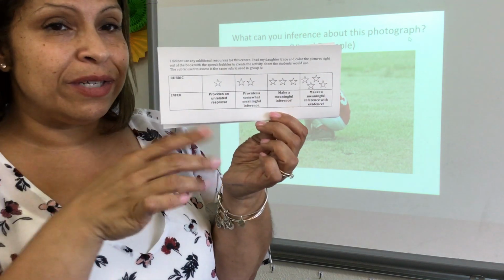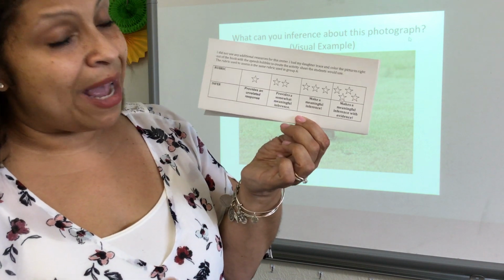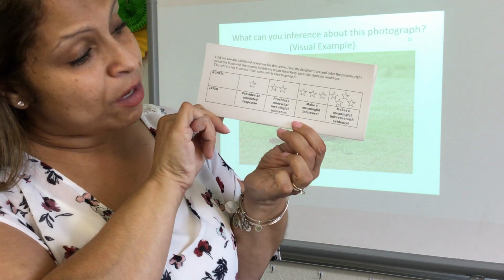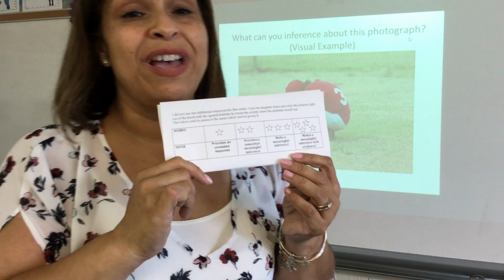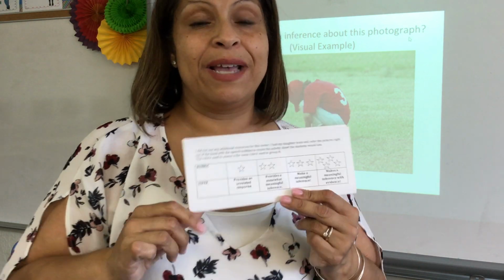Sorry, this one was somewhat, 2 stars. 3 stars, really meaningful, and 4 stars, which is the highest you can get on the rubric, which is not only making a meaningful reference, but also having the evidence to why they think that from the story, from the text, and from the illustrations. And that is my Center A.